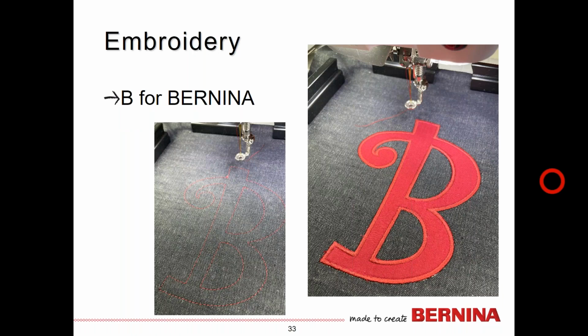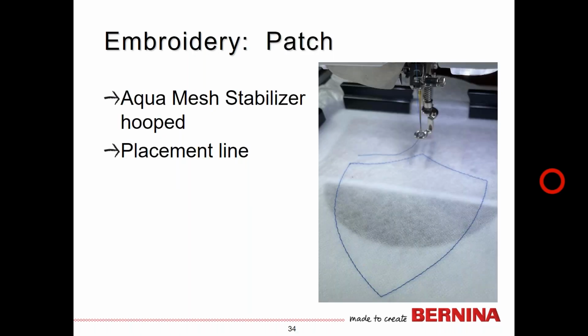For the B4 embroidery, I also used a cut out design with a pair of scissors in this case, and I stitched the placement line, the B for Bernina, and then stitched the applique design. The patch took a few more steps. In this case, I also used the small clamp hoop. I used aqua mesh stabilizer in the hoop, and I stitched the placement line directly on the stabilizer.